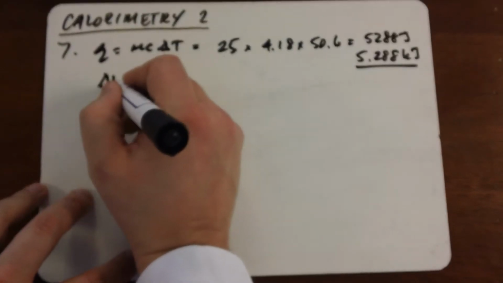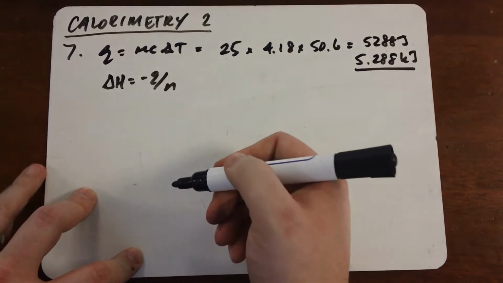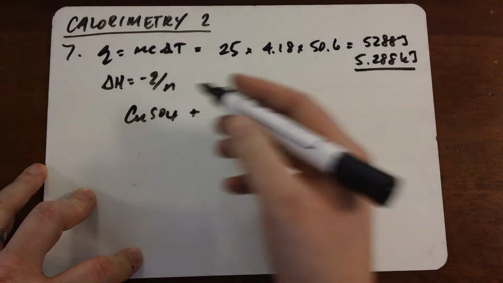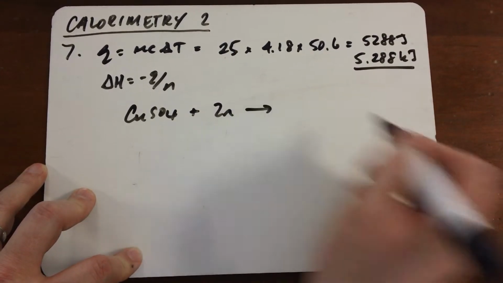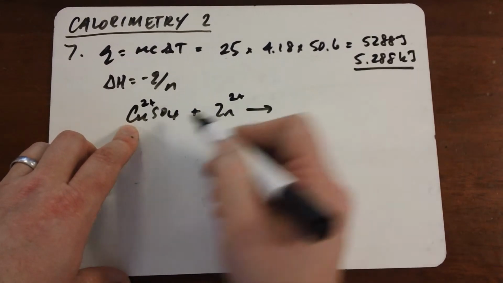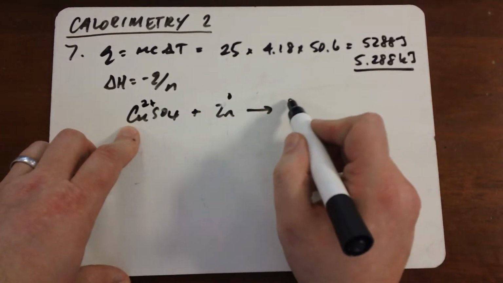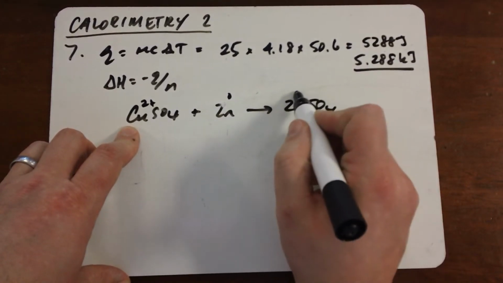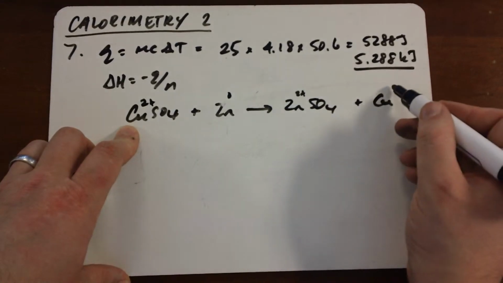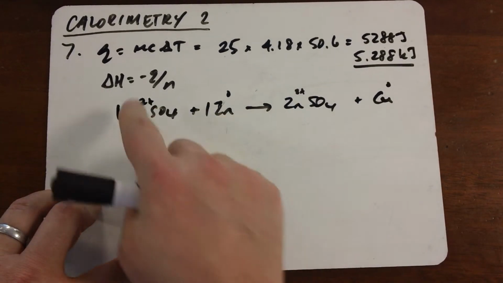Next, we're going to need to use ΔH equals minus Q over n, so we need to work out the number of moles. So copper sulfate, and we're using zinc. Copper is 2+, and the zinc is 0, but it then changes to ZnSO4 with zinc 2+, and copper. So it's a redox reaction. However, it's balanced, so it's a 1-to-1.